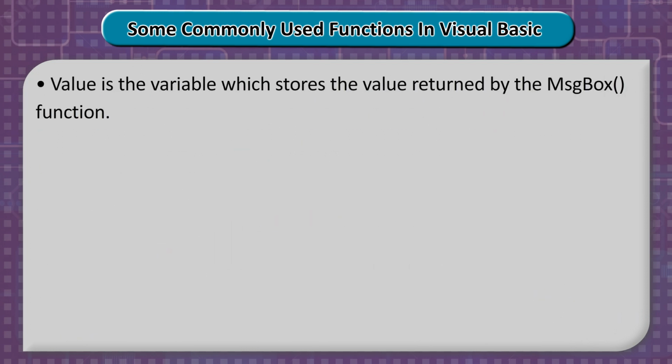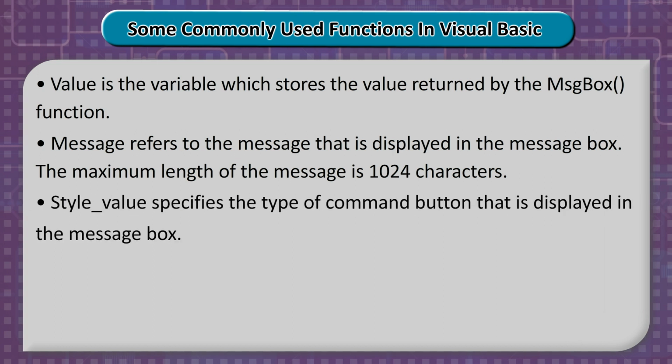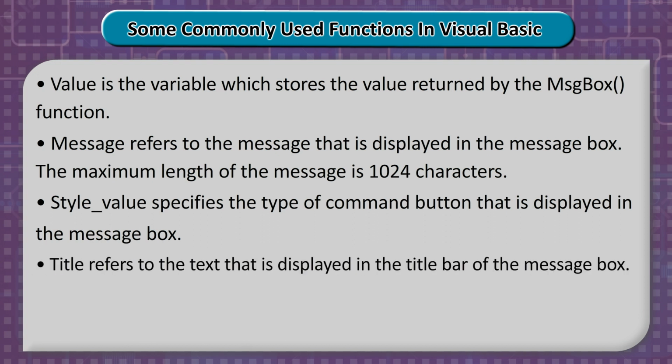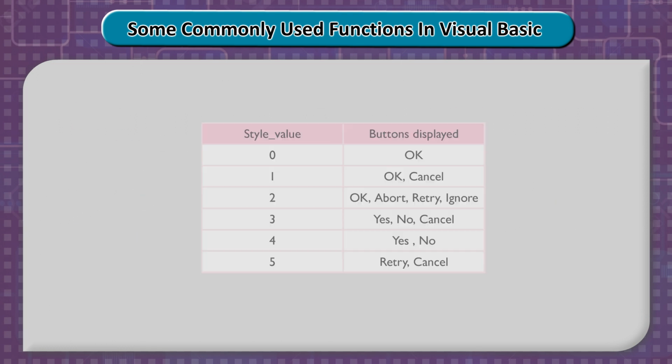Value is the variable which stores the value returned by the MsgBox function. Message refers to the message that is displayed in the message box. The maximum length of the message is 1024 characters. Style value specifies the type of command button that is displayed in the message box. Title refers to the text that is displayed in the title bar of the message box. The parameter style value can take various values, some of which are listed in the following table.